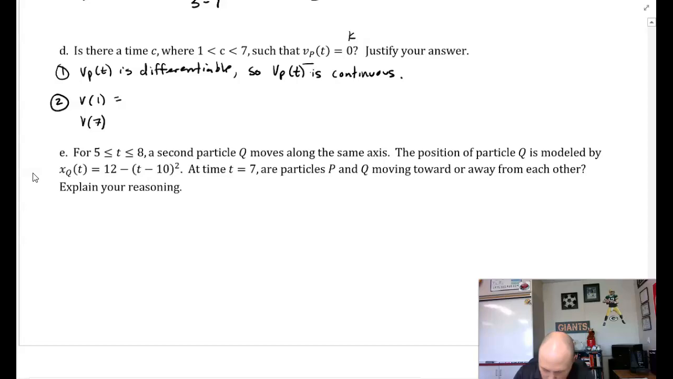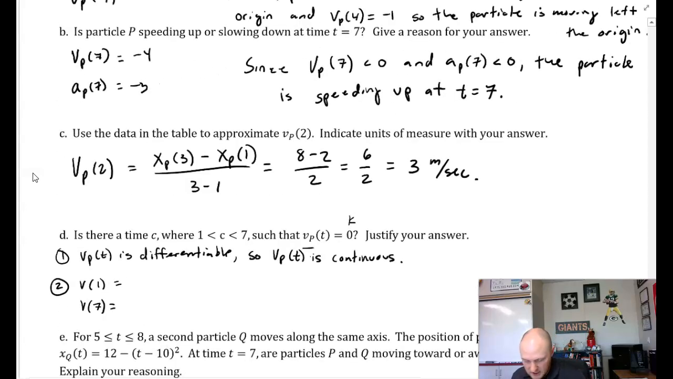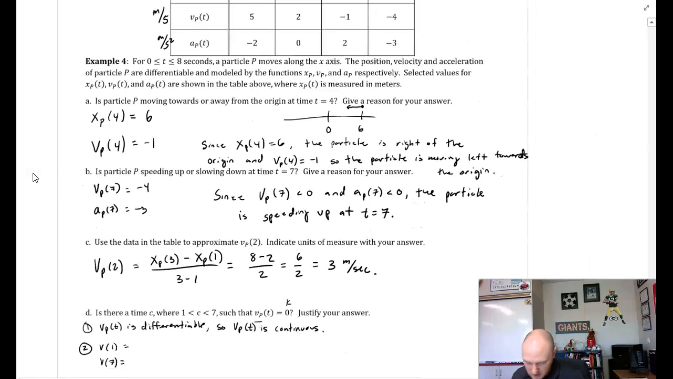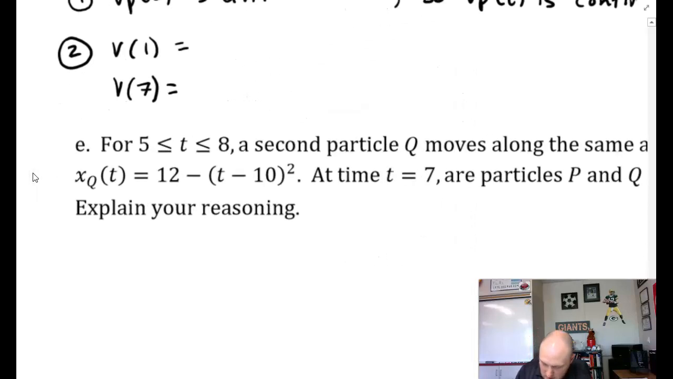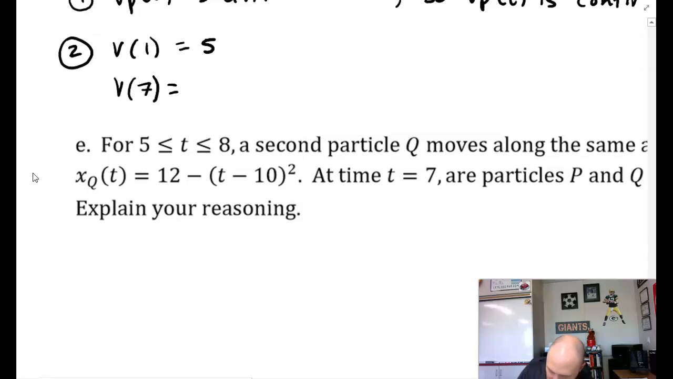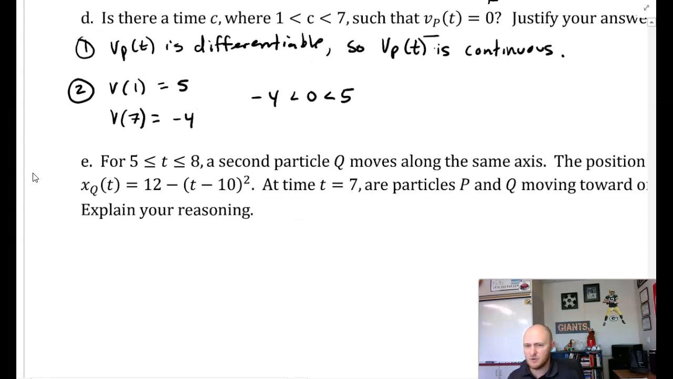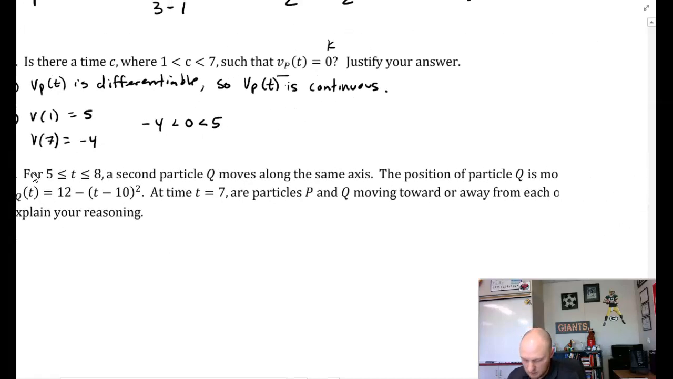So I'm going to use my table. I'm going to go ahead and look at this. So v of 1, it looks like that's 5. And v of 7, that is -4. Okay, and lo and behold, 0 is between those values. So I have my two conditions satisfied. We can go ahead and write a conclusion now.